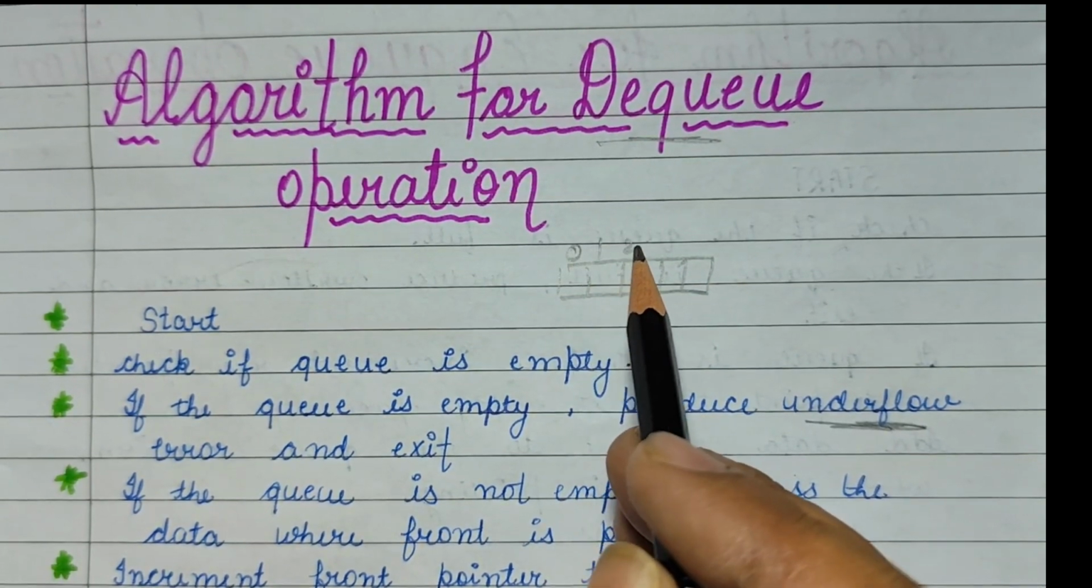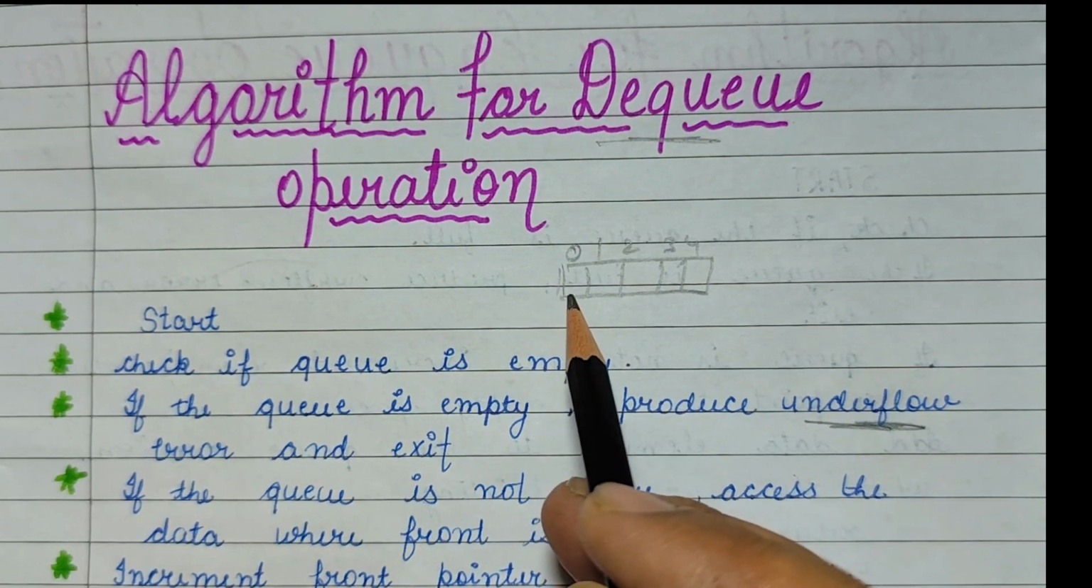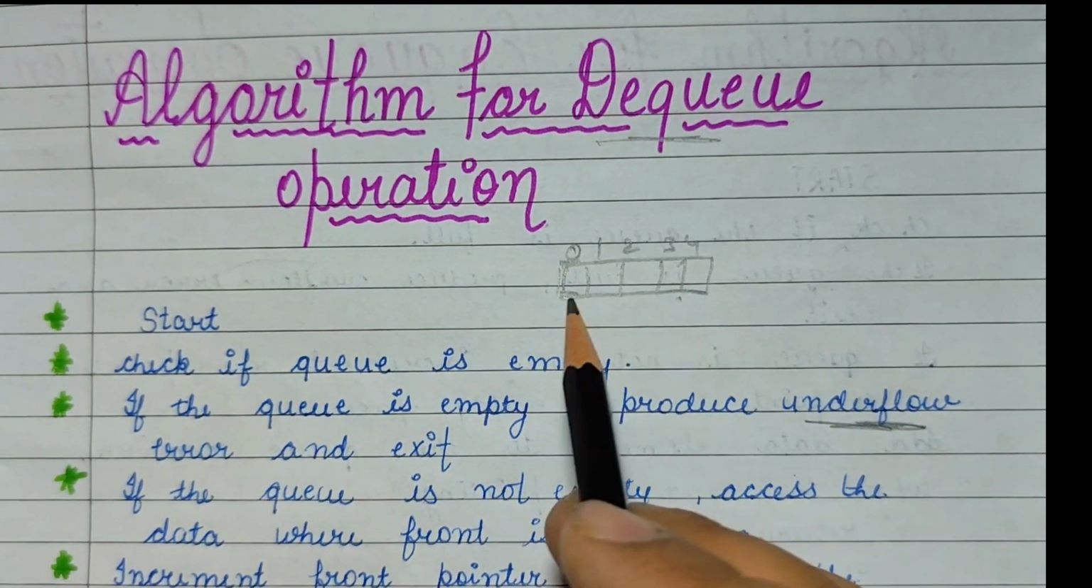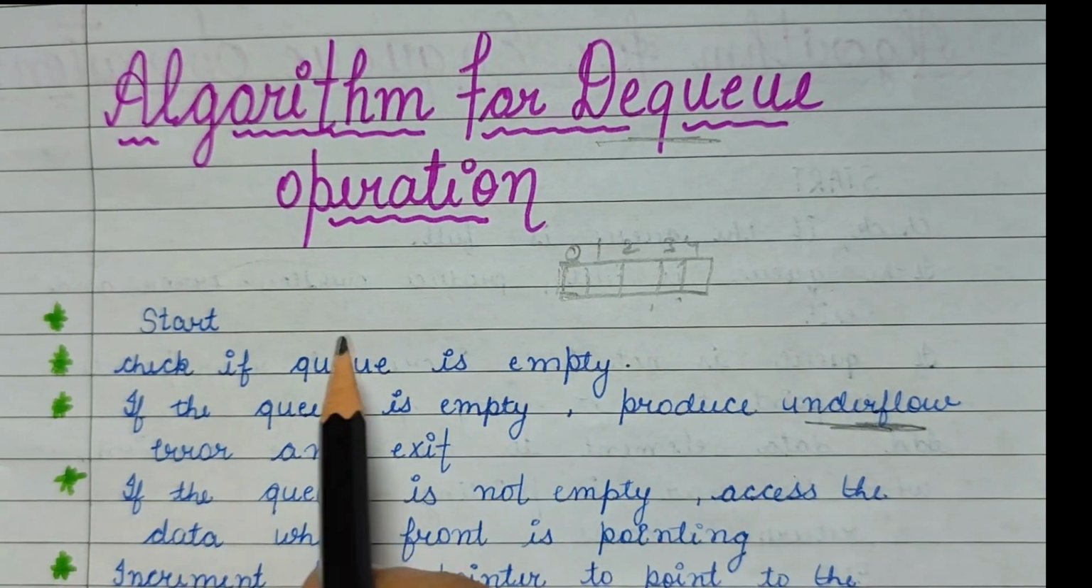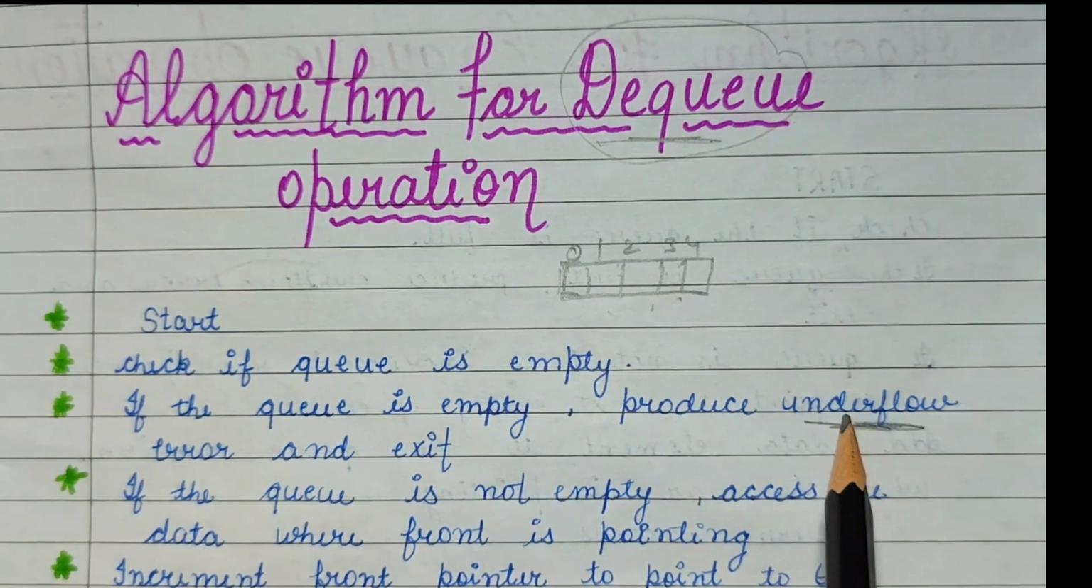0, 1, 2, 3, 4. Suppose this one is a queue that has size 5. Right now the queue is empty. If your queue is empty and you are performing a Dequeue operation, at that time underflow occurs.